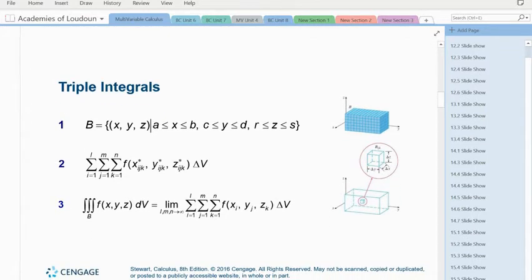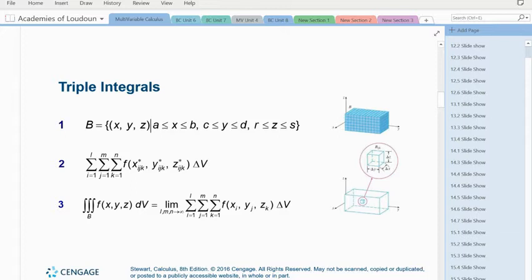So we're going to first deal with the simplest case, where f is defined on a rectangular box as shown in equation 1. The first step is to divide B into subboxes, and we do this by dividing the interval [a, b] into l intervals of equal width delta x, dividing [c, d] into m subintervals of width delta y, and dividing [r, s] into n subintervals of width delta z.